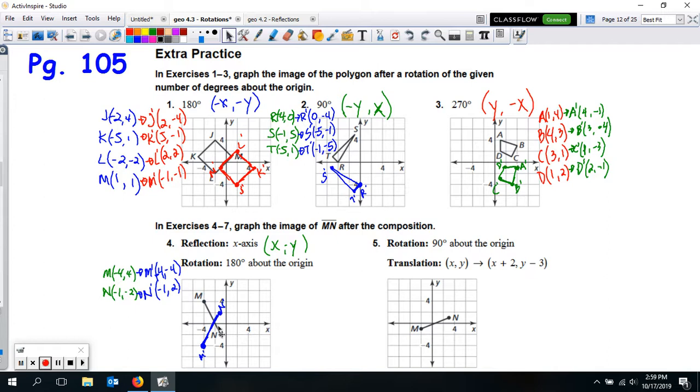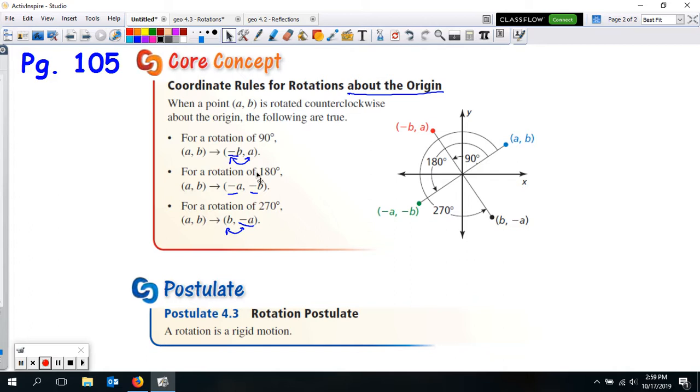Now, from this blue one here, I'm going to do the rotation of 180 degrees about the origin. About the origin just means we can use the core concept with these 180 degrees. So we go back to knowing what we are going to do to these blue points with a rotation of 180. So you got to keep going back. Basically 105, you want to put a marker on that page to keep going back to this one. So it's a rotation of 180 degrees.